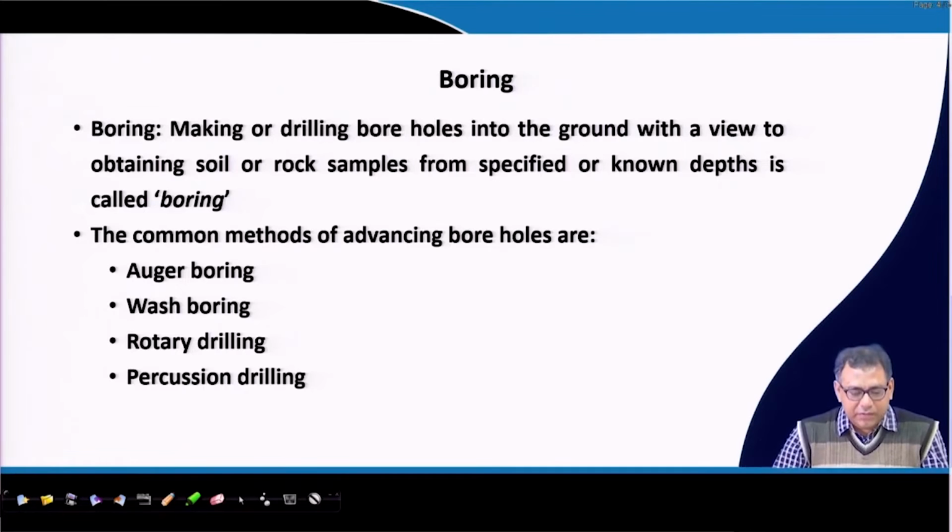Next one is the boring. This is the making of, or drilling, a borehole into the ground with a view to obtaining soil or rock samples from specific or known depths. That means the boring is basically done to collect the soil sample from a particular depth, which can be a specific or known depth. The common boring methods available are auger boring, wash boring, rotary drilling and percussion drilling.